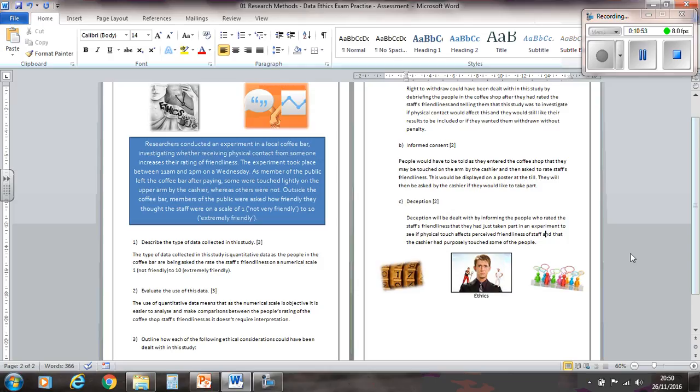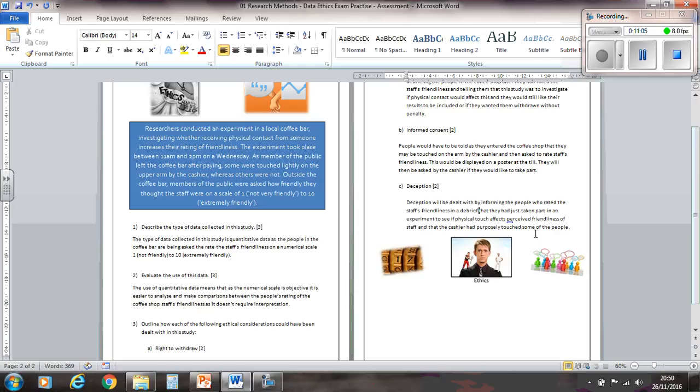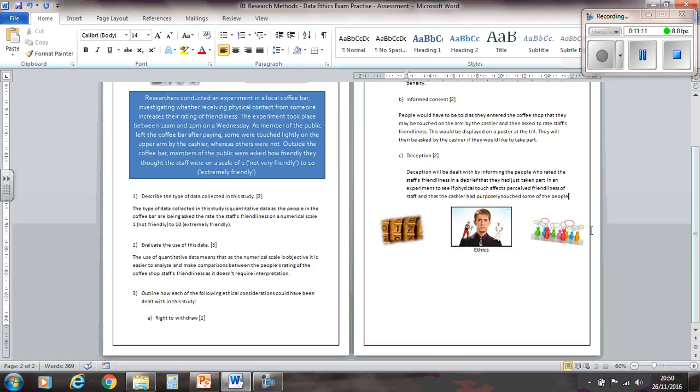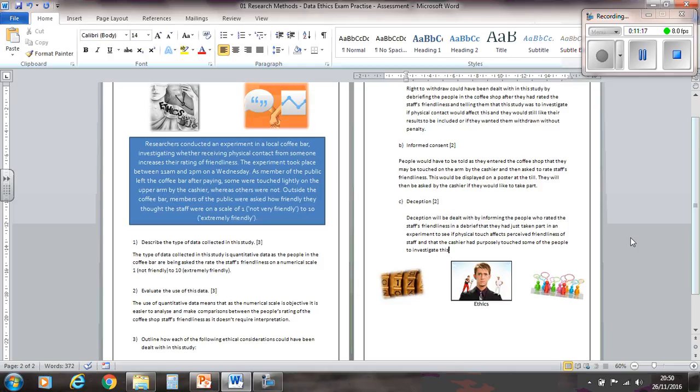Deception would be dealt with by informing the people who rated the staff's friendliness in a debrief that they had just taken part in an experiment to see if physical touch affects perceived friendliness of staff, and that the cashier had purposely touched some of the people to investigate this. So there you go, pretty straightforward, not that difficult.